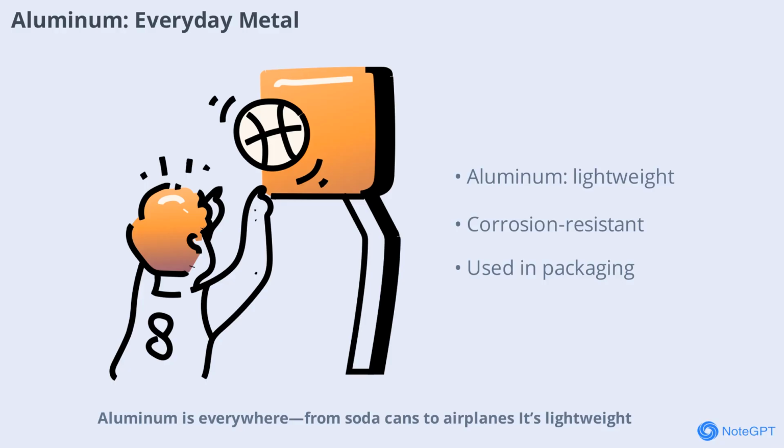Aluminum is everywhere, from soda cans to airplanes. It's lightweight, corrosion-resistant, and easy to shape. Aluminum is the most abundant metal in the Earth's crust and is used in packaging, transportation, and construction.